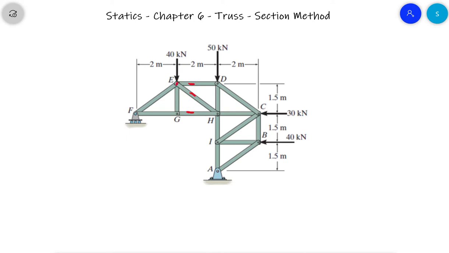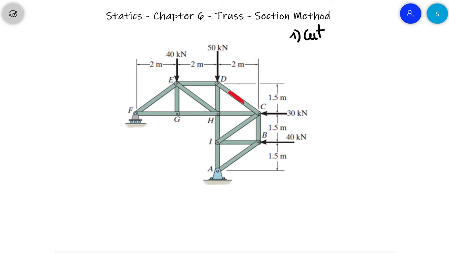So the moment about E to find GH, the moment about H to find ED, and the sum of the forces in Y. What I challenge you to do is to find the force in DC. I will help you with that. If we want to find the force in DC, first remember the steps. First, do your cut. We need to cut through DC.